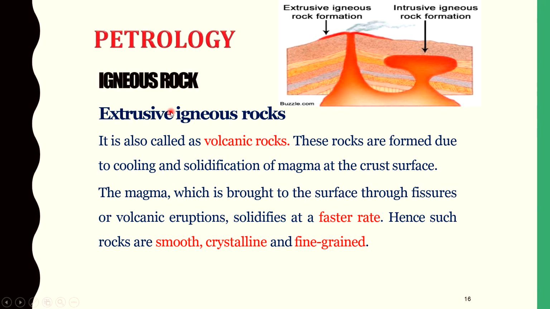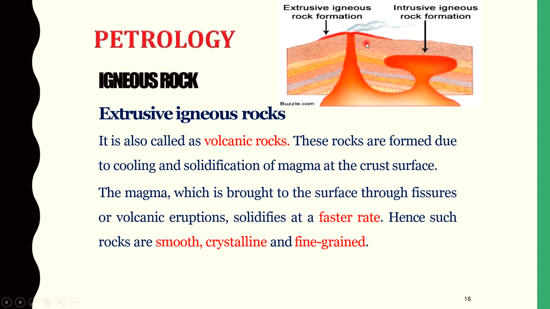Now the next in igneous rocks is extrusive rock. As I earlier told you, what is the main difference between intrusive and extrusive? Intrusive में rock formation होता है below the country rock. एक्सट्रूसिव में लावा बाहर आ जाता है, मैग्मा बाहर आ जाता है और फॉर्मेशन होता है इस surface पे. So it is also called a volcanic rock. These rocks are formed due to cooling and solidification of magma at the crust surface.